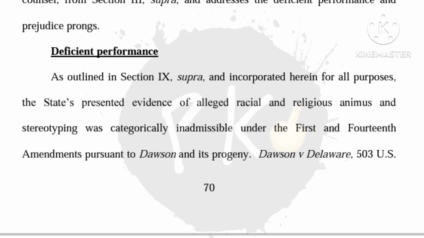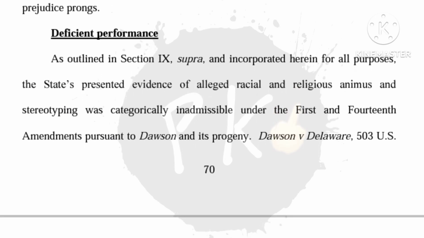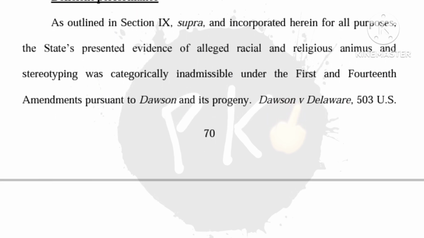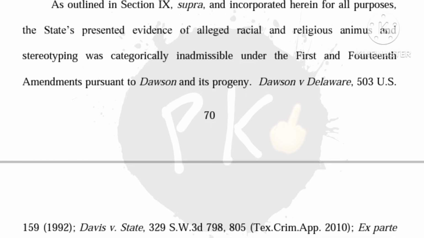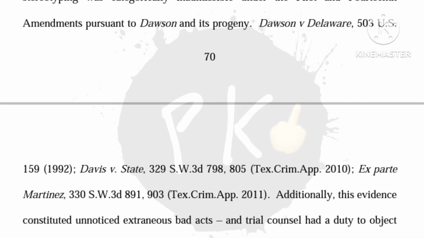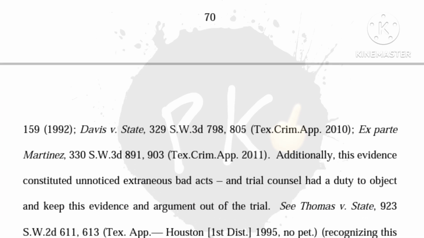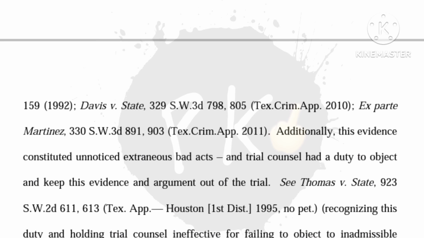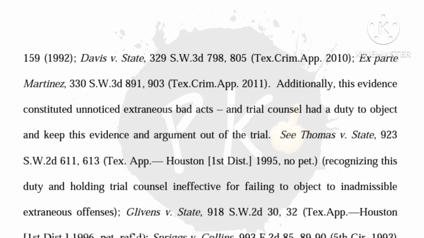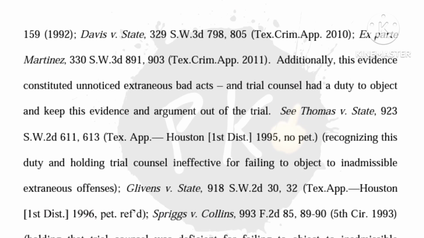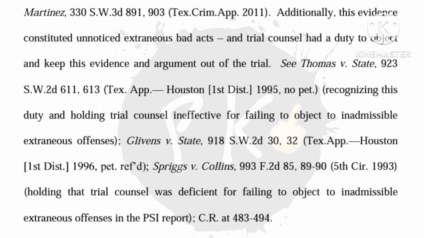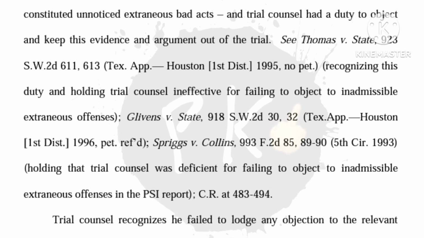Deficient performance. As outlined in Section 9 and incorporated herein for all purposes, the state presented evidence of alleged racial and religious animus and stereotyping that was categorically inadmissible under the First and 14th Amendments pursuant to Dawson and its progeny. Additionally, this evidence constituted unnoticed extraneous bad acts, and trial counsel had a duty to object and keep this evidence and argument out of the trial. Further authority recognises this duty and holds trial counsel ineffective for failing to object to inadmissible extraneous evidence. Further authority holds that trial counsel was deficient for failing to object to inadmissible extraneous offences in the PSI report.